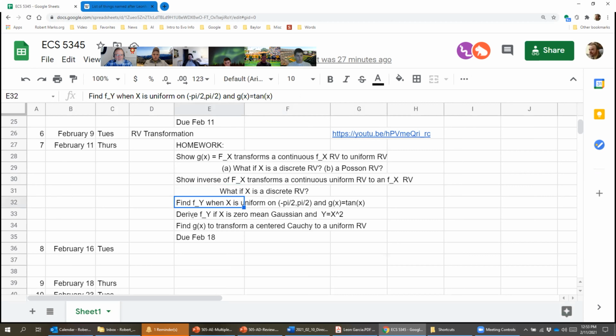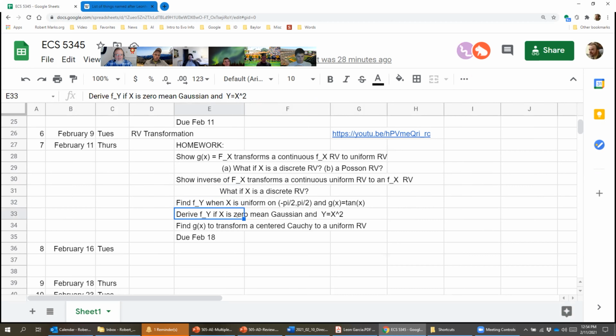And then some specific applications. Find the distribution when x is uniform on minus pi over 2 to pi over 2, and the nonlinearity is g equal to the tangent of x. What you'll find out is that this is the Cauchy random variable. And that's kind of cool. I'll elaborate on that in just a second.